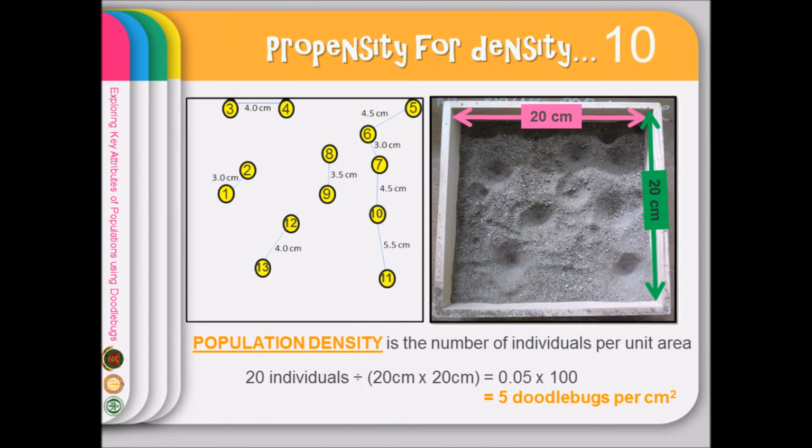If population density is your concern, then you simply take the total number of individuals, divide it by the area of the observation box, and multiply the resulting value by 100. The resulting population density for this setup is 5 doodlebugs or antlions per centimeter squared.